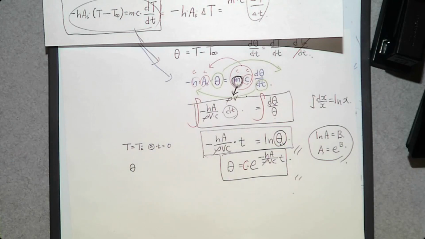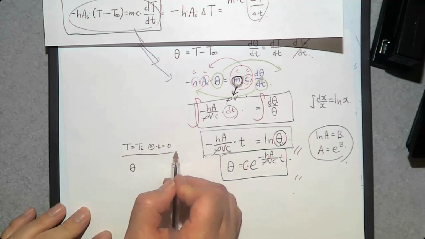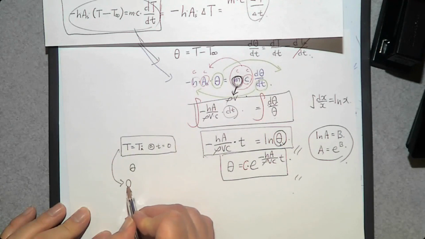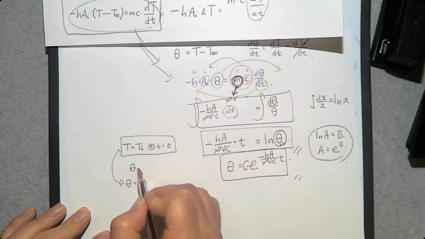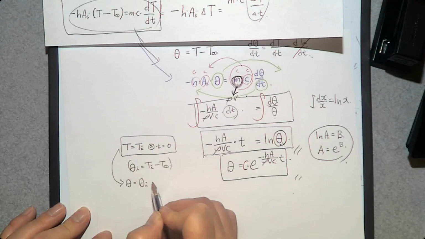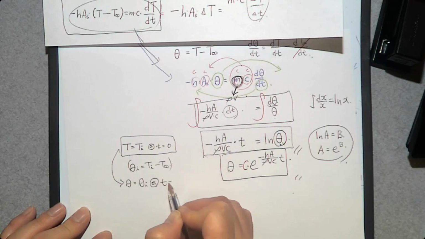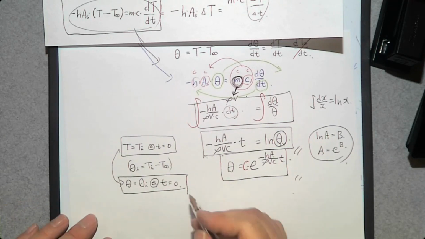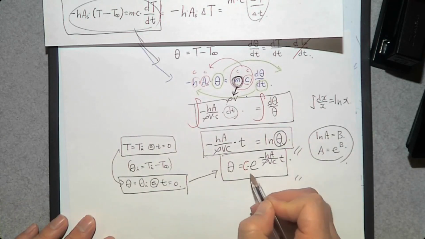Then we said T minus T infinity is theta. So I'm going to replace this one with theta. So this equation becomes theta is theta i. By the way, theta i is Ti minus T infinity. It is at time t is 0. So this is the boundary condition, not boundary condition, initial condition to determine C.